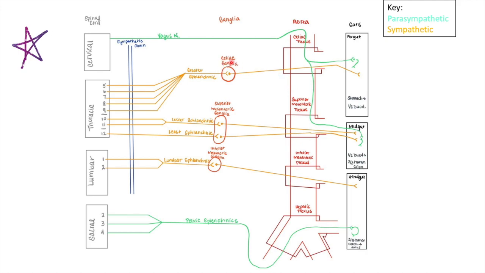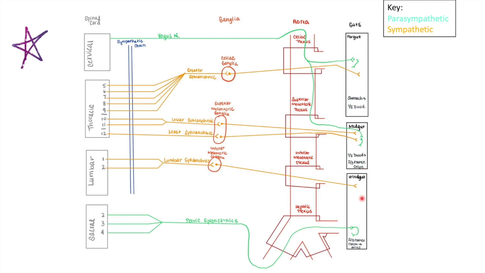The celiac ganglia, the greater splanchnic went into the celiac ganglia, and then the nerve coming off of it that's postganglionic is going through the celiac plexus. The vagus nerve is also traveling through the celiac plexus as well as the superior mesenteric plexus. The pelvic splanchnics, remember that is our other parasympathetic nerve. It's going to go through the hepatic plexus.